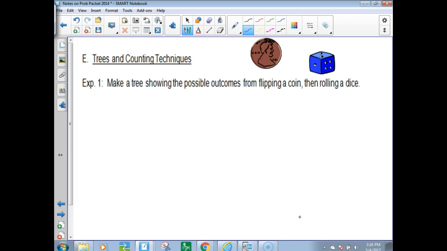Now, counting techniques. Tree diagrams. Maybe you've heard of a tree diagram. You're going to flip a coin and roll a die. We're going to put down all the possible outcomes with a tree diagram. So what can happen if you flip a coin? Heads or tails? Okay, now, if you roll a die next, what are the choices?